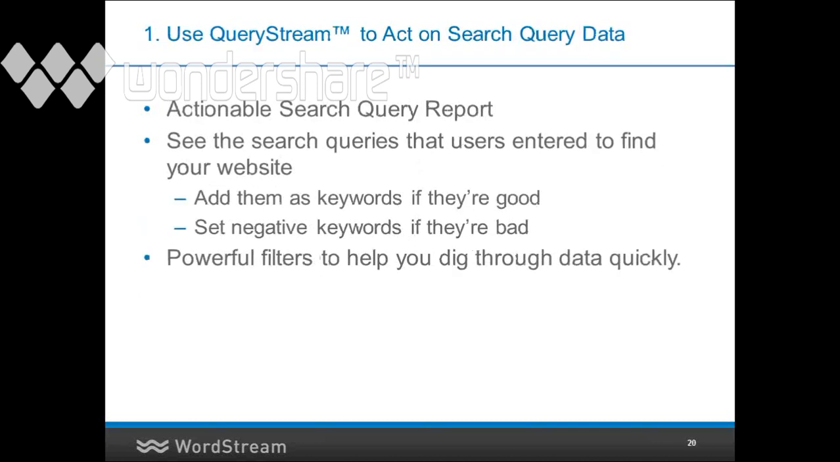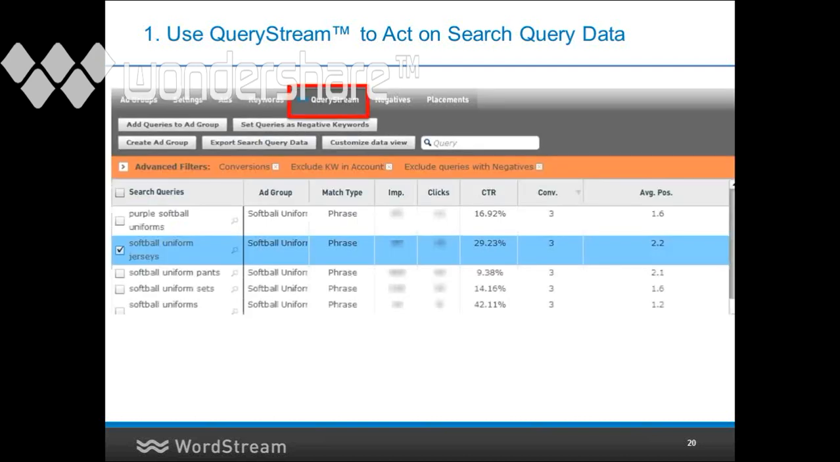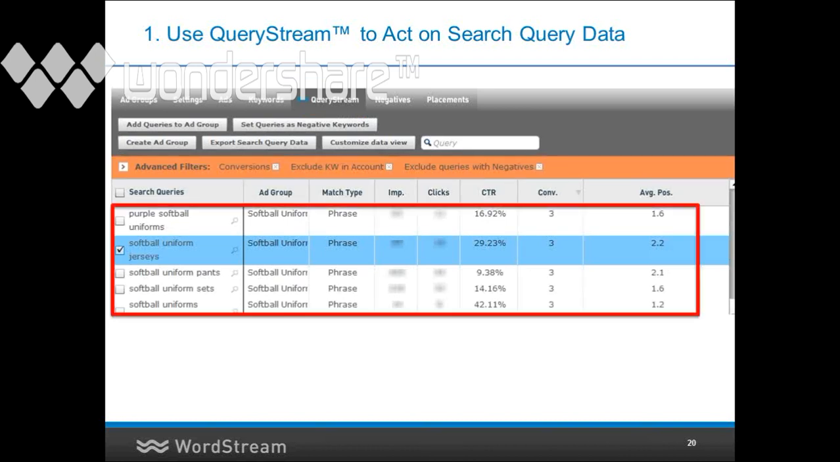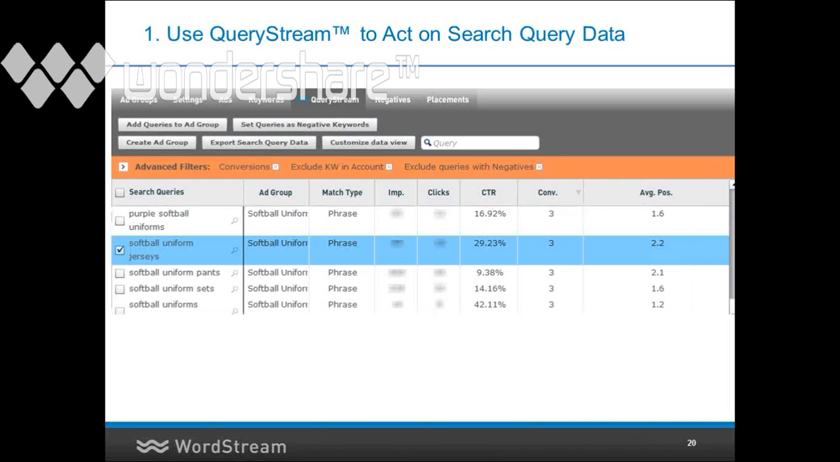One of them is a tool called QueryStream. It's actionable search query report data. It lets you see what clicks you're paying for, helps you figure out if they're good or bad, and lets you either add them to your account or eliminate them. It's pretty simple. Here are your search queries, the stuff that you're actually paying for clicks on. And it allows you to filter the data, like exclude converting keywords, or exclude keywords that are already in my account.